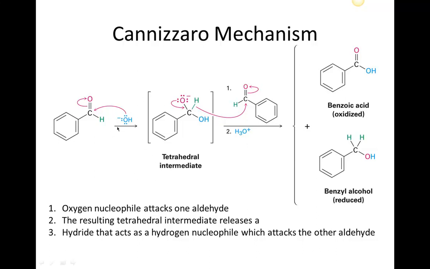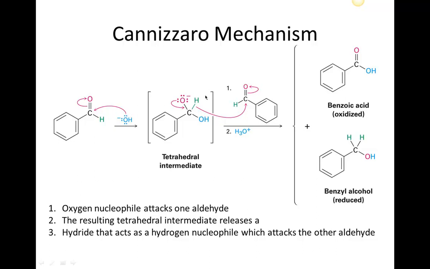So here's your oxygen nucleophile. It's attracted to the positive character carbonyl. You get your tetrahedral intermediate. And this time, when the oxygen says to the carbon, hey carbon, do you want to make a double bond again? The carbon checks, and because of this particular situation, the hydrogen says, okay, I can leave because I can react with another one of these guys. And so we're going to actually balance this equation with two of these for every one of these.